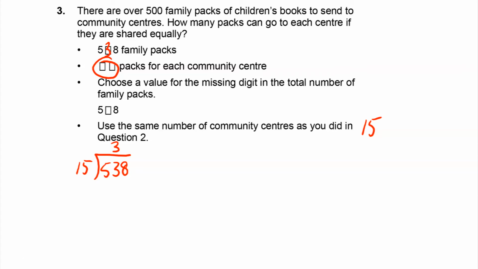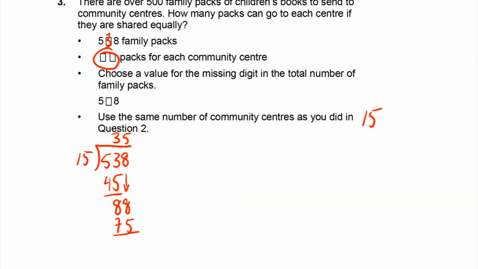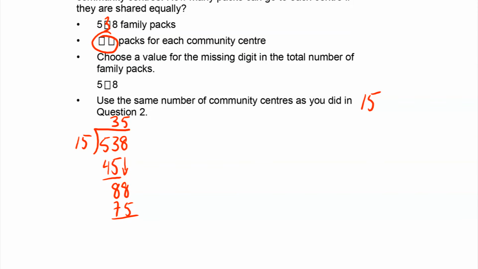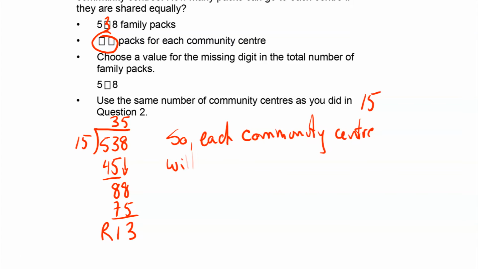Using the traditional method of dividing, 3 times 15 is 45. 53 minus 45 is 8. Bring down the 8. Number of 15s that go into 88? 5 times 5 is 25, 2 to carry. 1 times 5 is 5, plus 2 is 7, so 75. 88 minus 75 is 13, and that's our remainder. So, each community center will get 35 packs, and there will be 13 left over that aren't distributed.